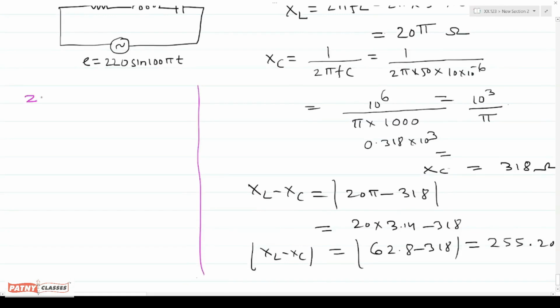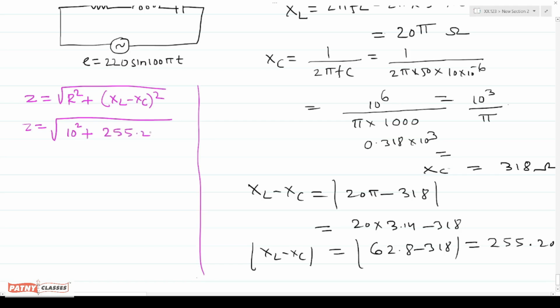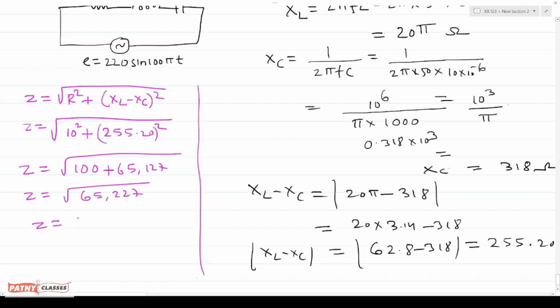Now impedance of the circuit, Z equals to under root of R square plus XL minus XC whole square. Z equals to under root of 10 square plus 255.20 whole square. So Z equals to under root of 100 plus 65127. Z equals to under root of 65227. Z equals to 255.39 ohms.